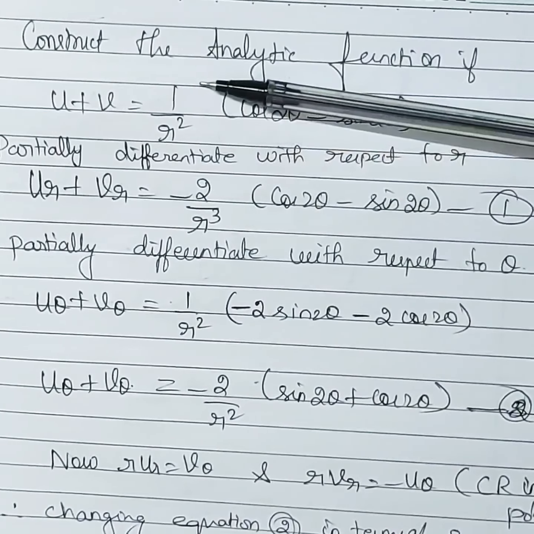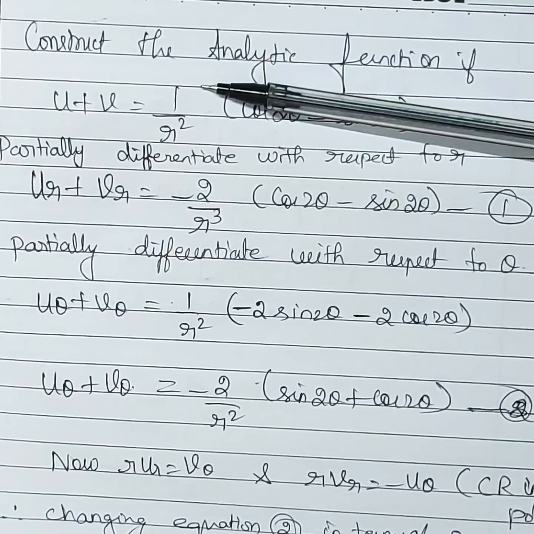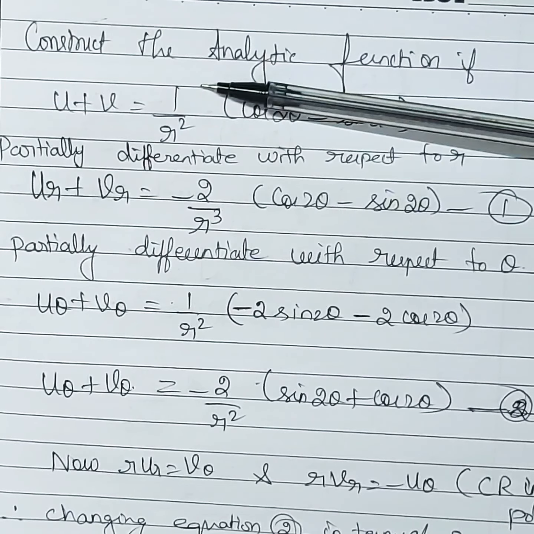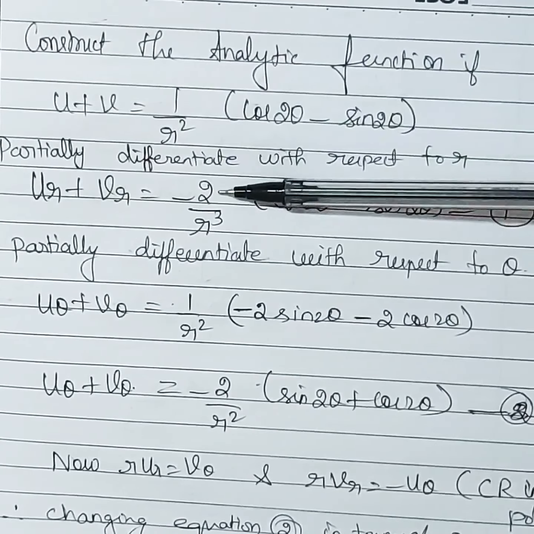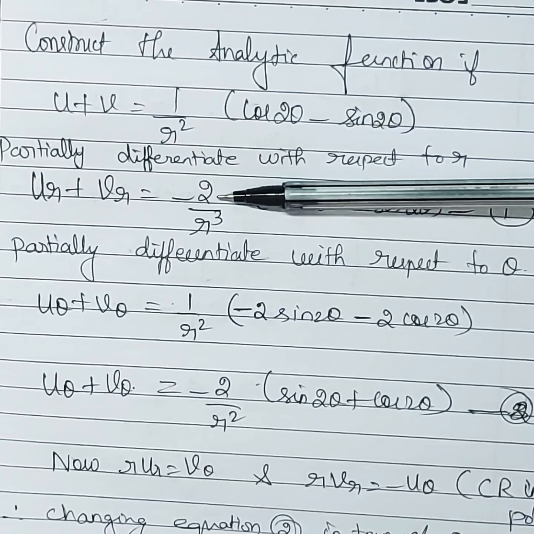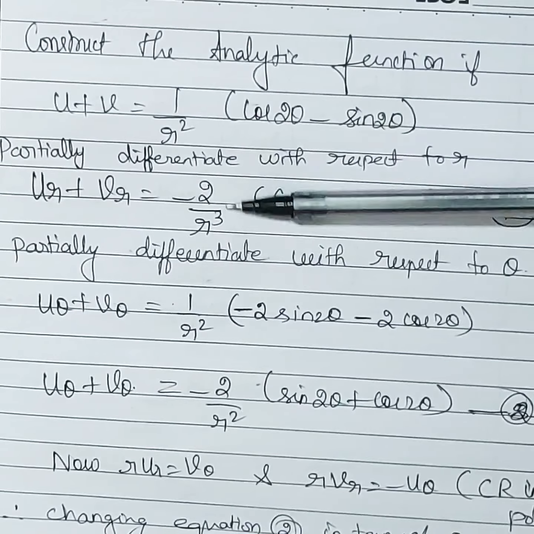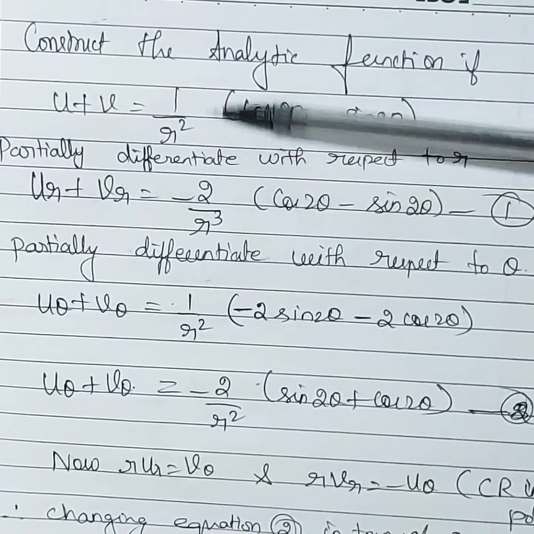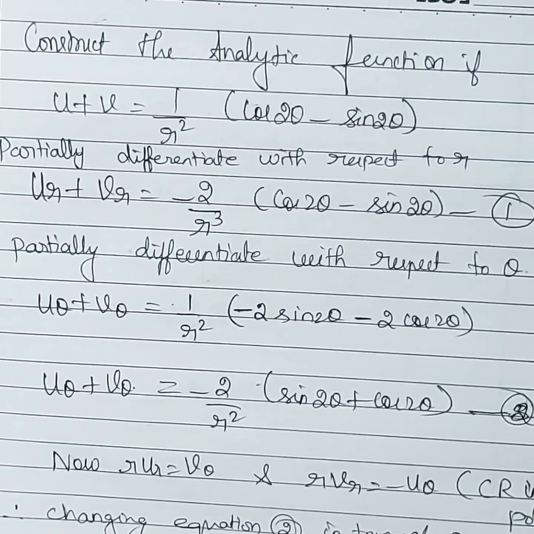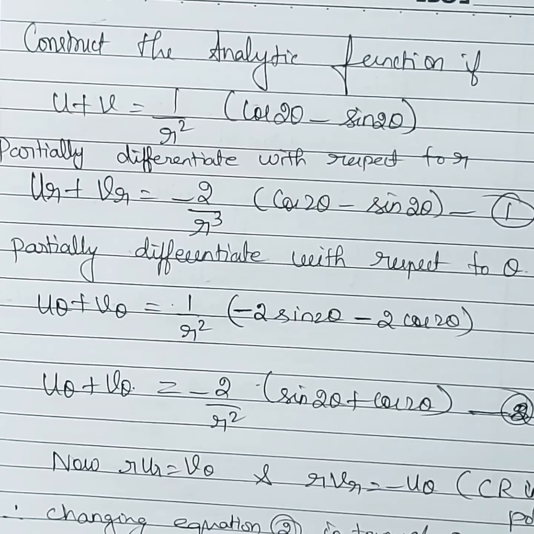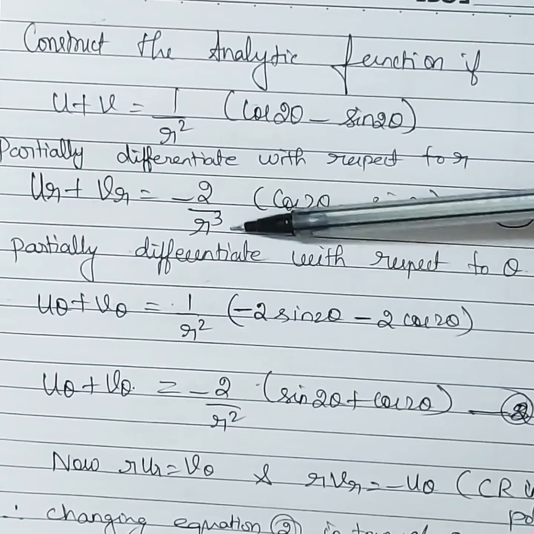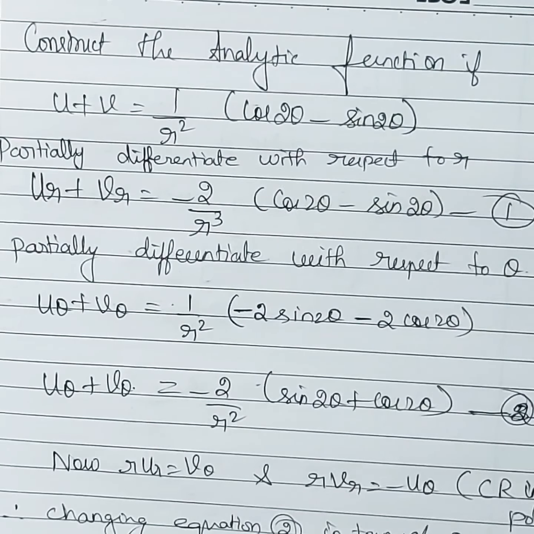Now r power minus 2. If I differentiate r power minus 2, what will I get? Minus 2 r power minus 2 minus 1, so minus 2 r power minus 3, and that goes to the denominator. This is a very simple differentiation. So minus 2 by r power 3 we have written.